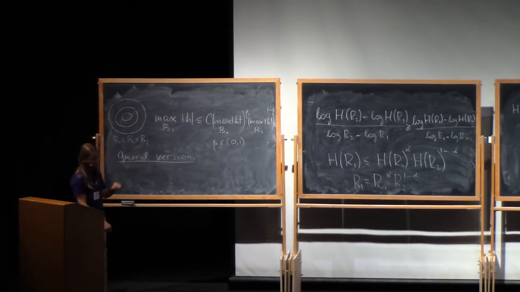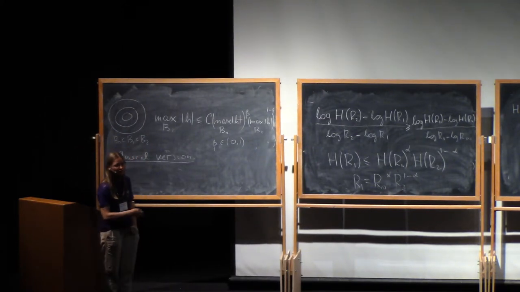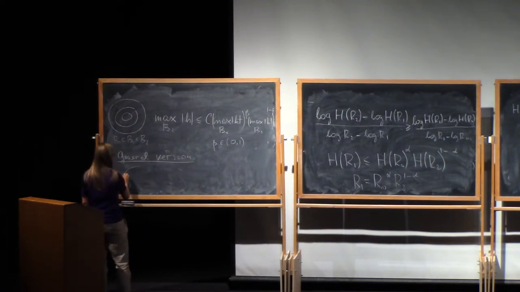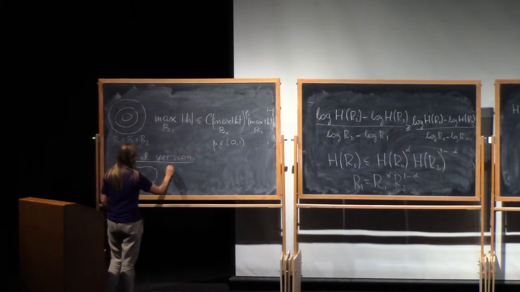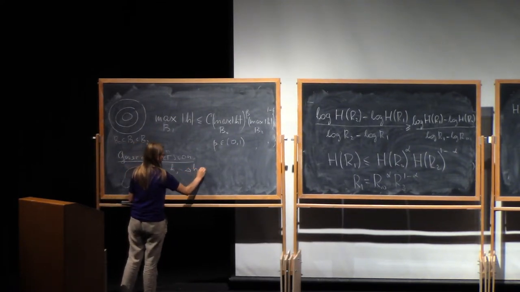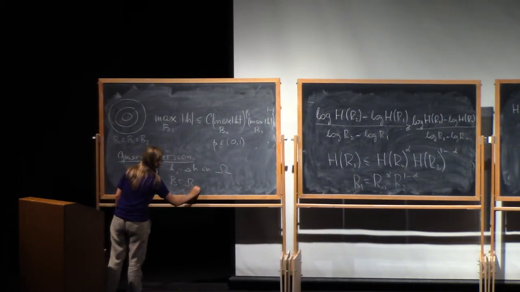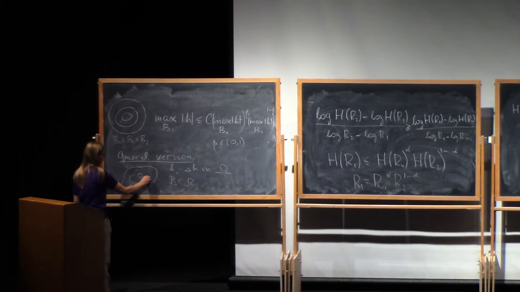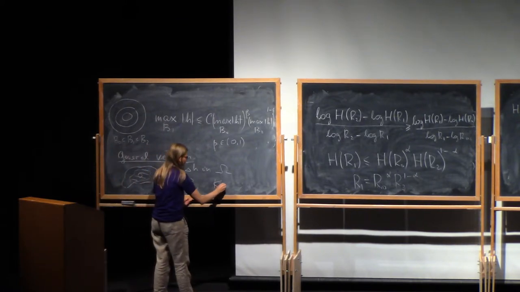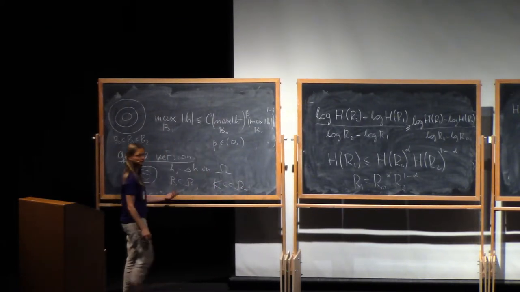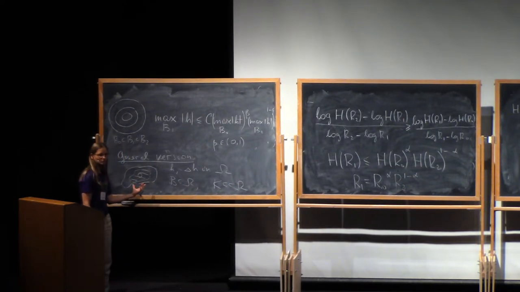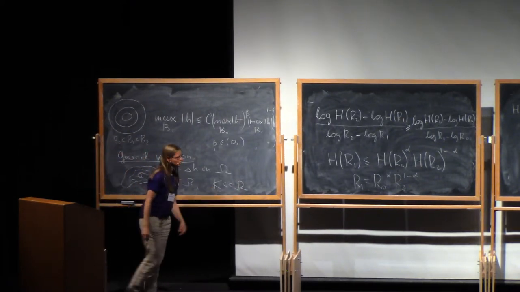I would also like to have a general version of this statement, and instead of three circles, I'll have three domains. So I will have my harmonic function h in some domain omega, have a small ball inside, and some compact set that you can think of as a set in between. It's not important that it contains the ball. What is important is that it's compact in omega.